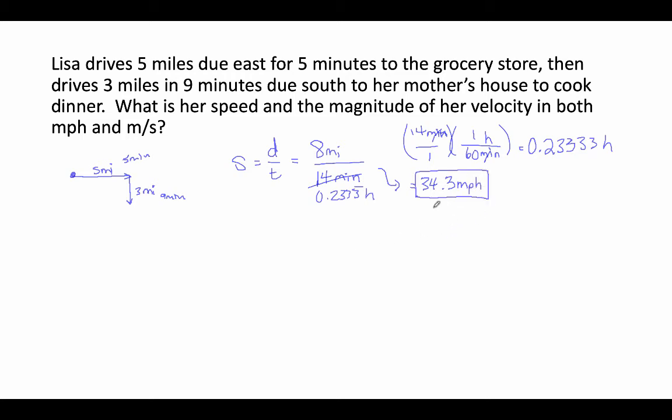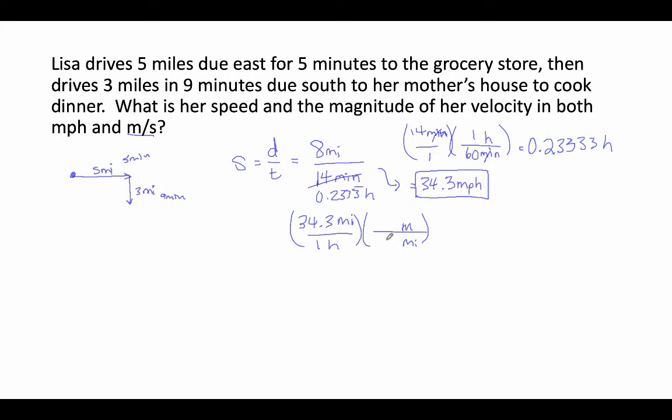Now, if we want to convert this miles per hour into meters per second, because the question asks us for meters per second, 34.3 miles per 1 hour. That's what miles per hour means, how many miles you go in 1 hour. We're trying to get to meters per second, so I want to convert miles to meters. Miles is going to go on the bottom. Meters goes on the top, so that way miles cancels out.